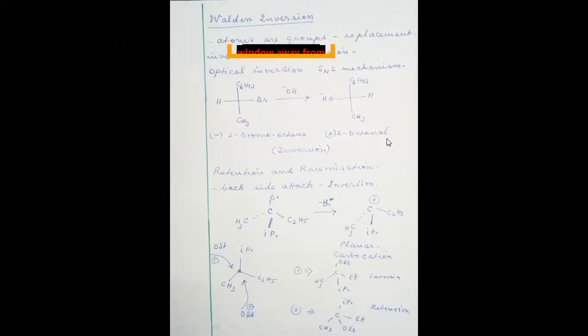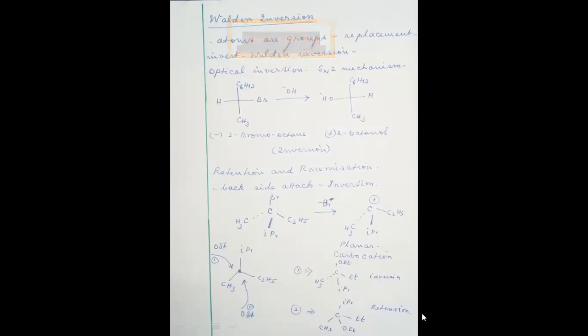Okay. So this is a planar carbocation. So when it is planar, the attack on both sides is equally probable. So when the attacks are equally probable, what will happen? The ethoxy group can attack either above or below. When it attacks from above, you are getting one type of isomer. And when it attacks the same carbocation from the bottom, you are getting another type of isomer. In the first isomer, the configuration is inverted. In the second isomer, the configuration is retained. So this is inversion, this is retention.